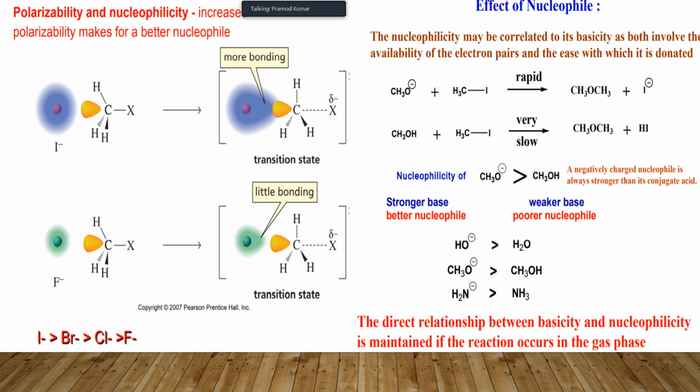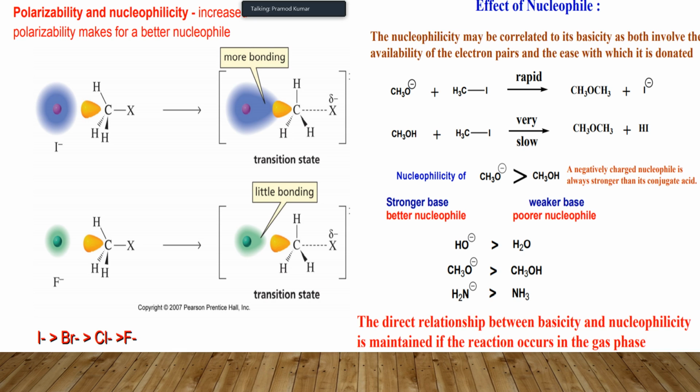Now what is the effect of charge on your nucleophile? As I said, your base will be more nucleophilic than your corresponding conjugate acid. So let us consider the methoxide ion. It is a base, so it can attack your methyl iodide to give the corresponding ether. Similarly, if you try to do the reaction with methanol, which is not a strong nucleophile, the lone pair is not easily available, so it cannot attack. So it will be a slow reaction.